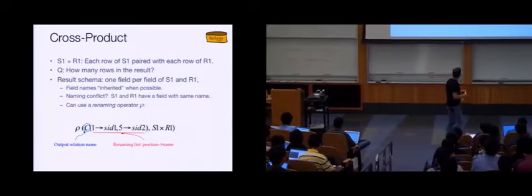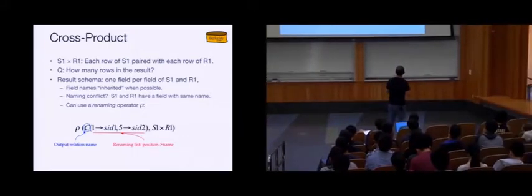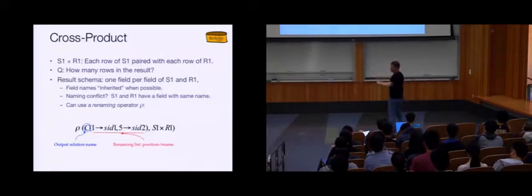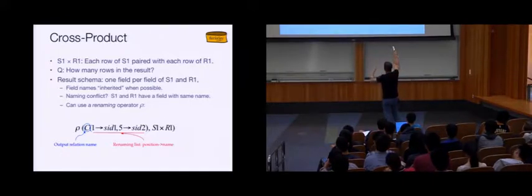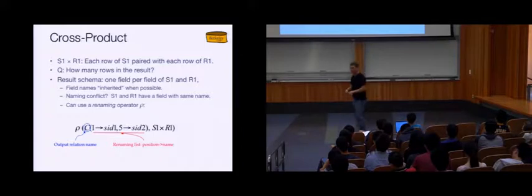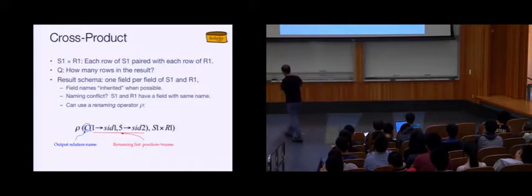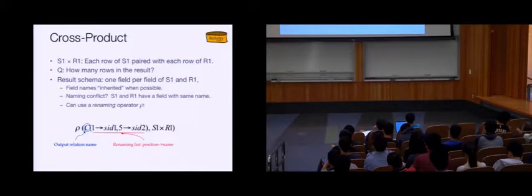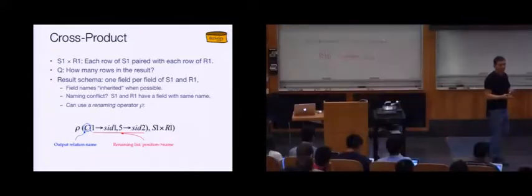The result schema is all the fields of S1 concatenated with all the fields of R1, if it's S cross R, okay? So you take all the columns of S1 and you just concatenate the columns of R1. And the field names are going to be inherited when possible, and we'll see what happens when they're not possible. So if you have a naming conflict, suppose you're joining two tables and they both use the same column name, then you're going to have to do something to rename the columns of the output.